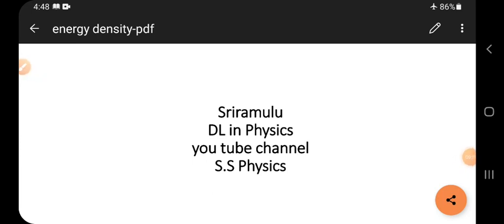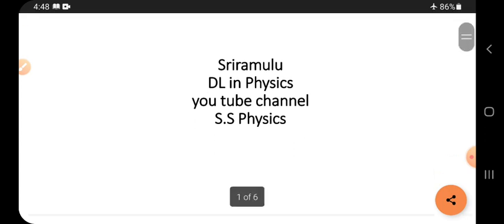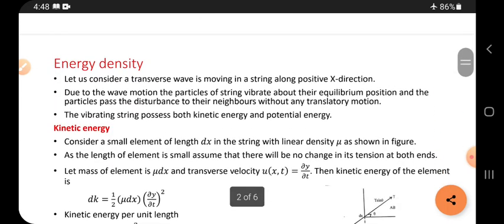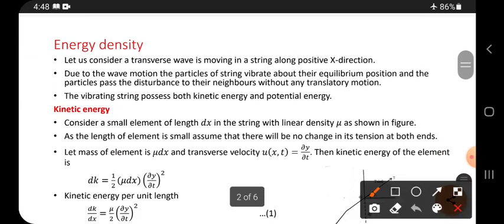So today's topic is energy density. What is energy density? Energy density means energy per unit length. Which energy? Total energy. Total energy means kinetic energy and potential energy.